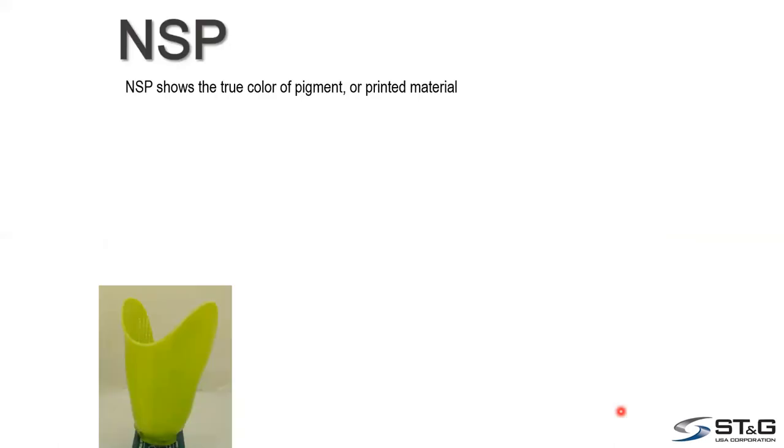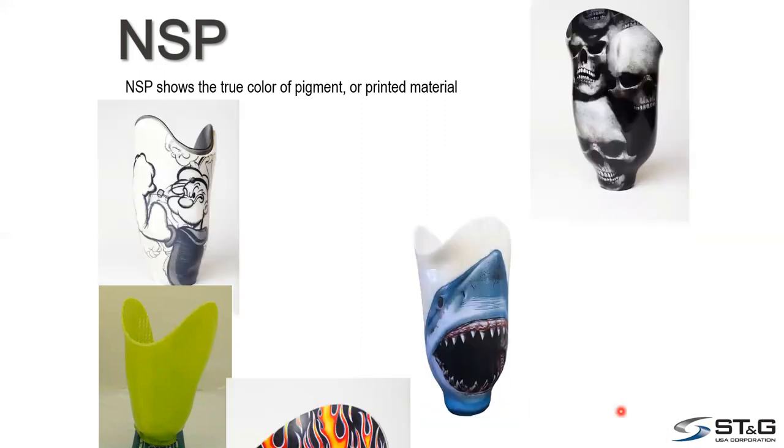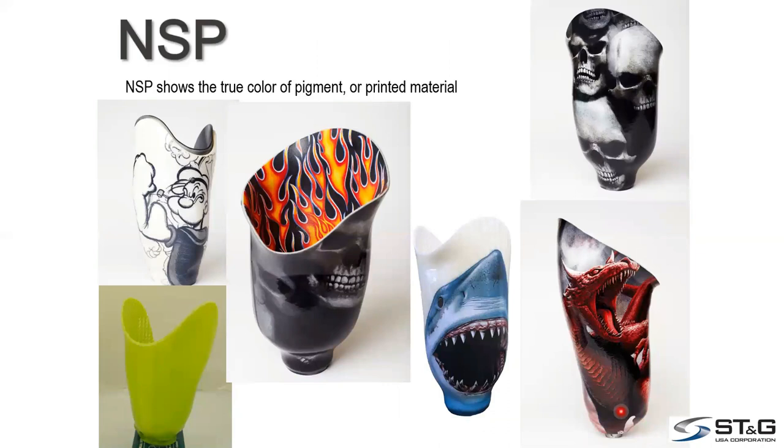So the NSP is true to the pigment that you add. The color you put in is the color you'll get out. You don't have to tint it up or down. Also, transfers come out really nice. The colors will pop, and you don't have to do an additional lamination just to get a lighter background. You can just do what you normally do, add the transfer, and it'll save you a step.